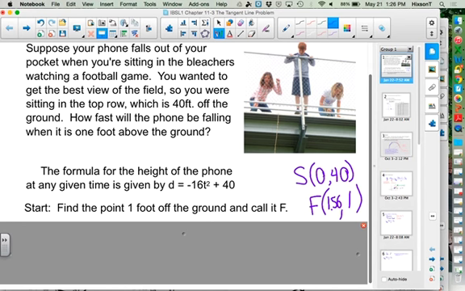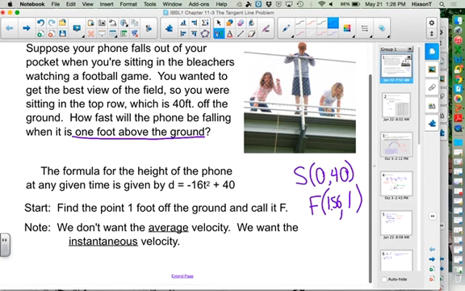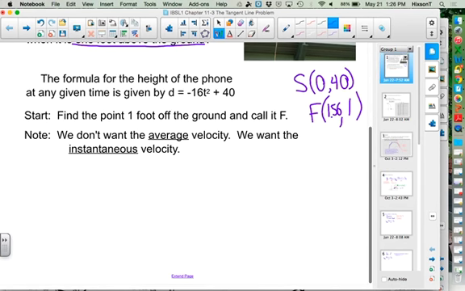So why do we plug in 1 for D? Because we want the speed when it's 1 foot off the ground. Now, here's something important to make a distinction with. We don't want average velocity. We want the instantaneous velocity.